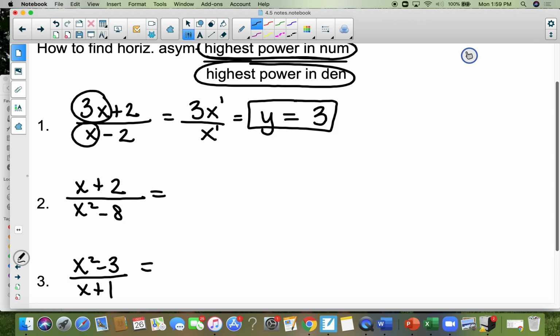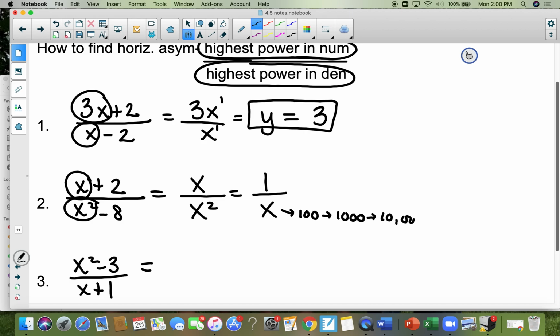So that's one scenario. The second scenario, the highest power in the numerator divided by the highest power in the denominator, simplifies to 1 over x. And then, as x keeps getting bigger and bigger, let's say x is 100, 1,000, 10,000, you get 1 over 100, 1 over 1,000, 1 over 10,000. It's always going to get closer and closer and closer to 0 if the power in the bottom is higher than the power on the top.